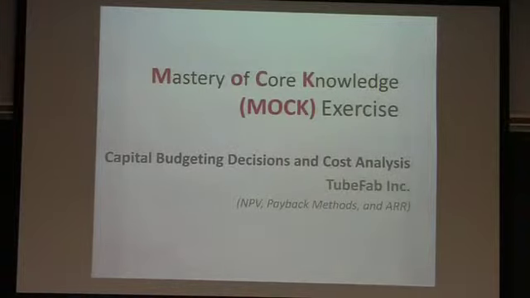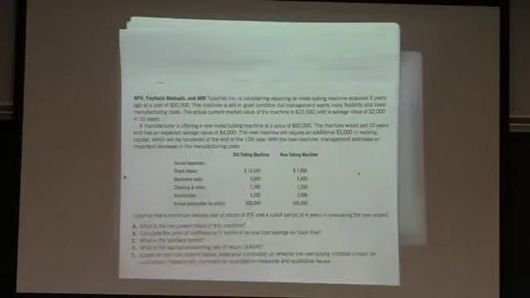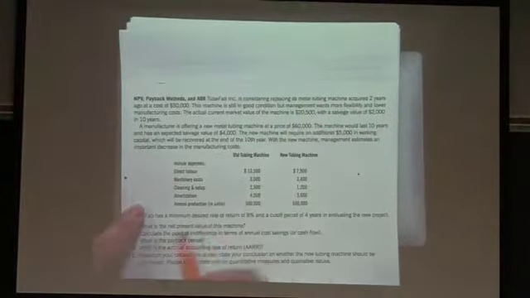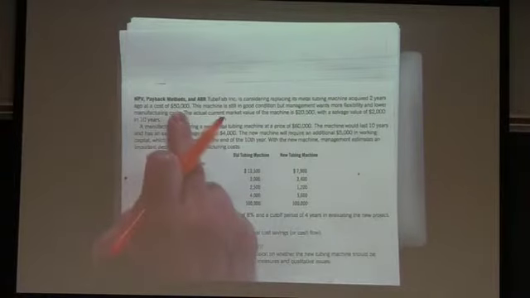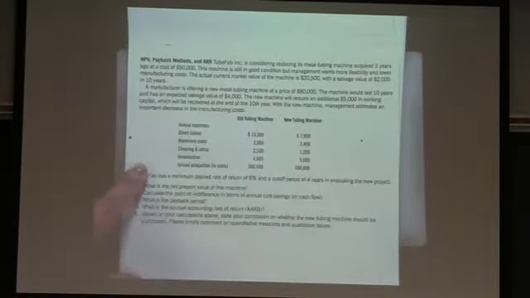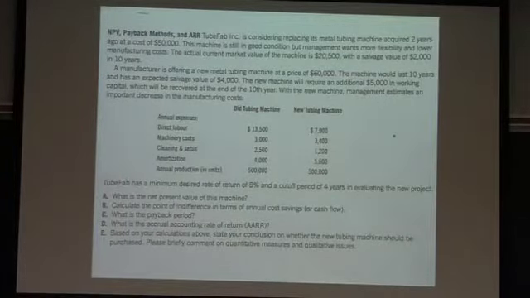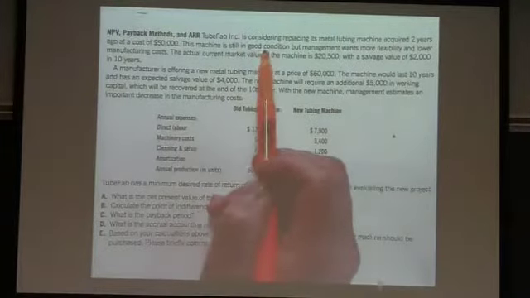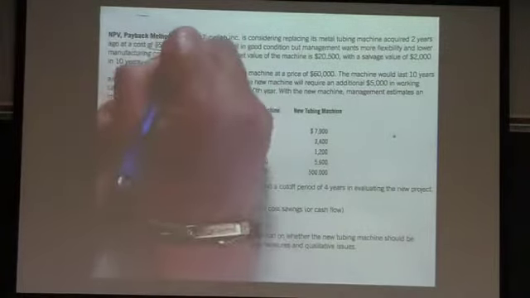And the question that we're going to do is called Tube Fab Inc. So let's take a look at the question. This company is thinking about replacing an old metal tubing machine that was acquired 2 years ago at $50,000. Now, is that relevant? The answer is no. That information is not relevant because it's not going to impact. Those are past costs. And again, we've already bought, we've already decided, we've already paid, so it becomes irrelevant to decision making. The machine is still in good condition. So let me put the word irrelevant here.